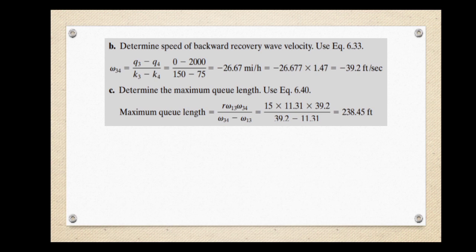So in letter B, determine the speed of the backward recovery wave velocity. So we have a total of negative 39.2 foot per second. And C, determine the maximum Q length. The maximum Q length is equal to 238.45 foot.